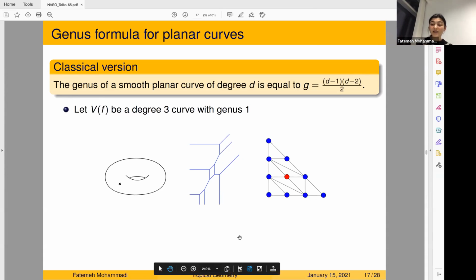Okay, and it turns out that if you look at this polytope, the number of vertices in the interior of this subdivided polytope is just 1, encoded by this red vertex. So what you would see is that this number encodes the genus of the original curve.